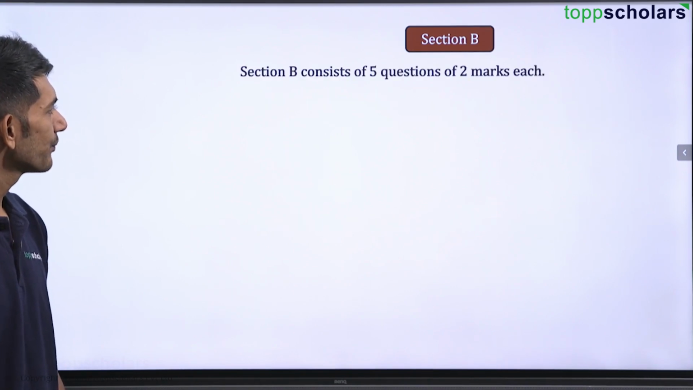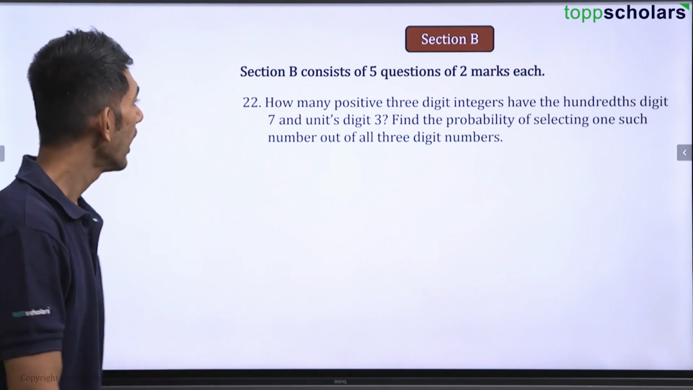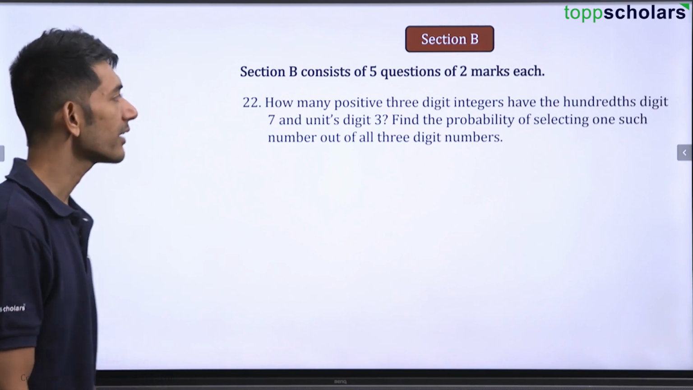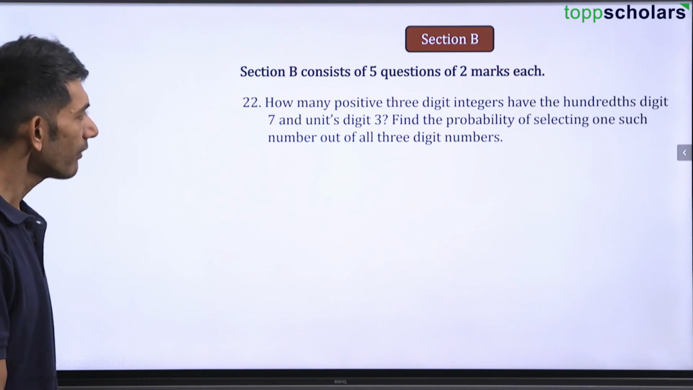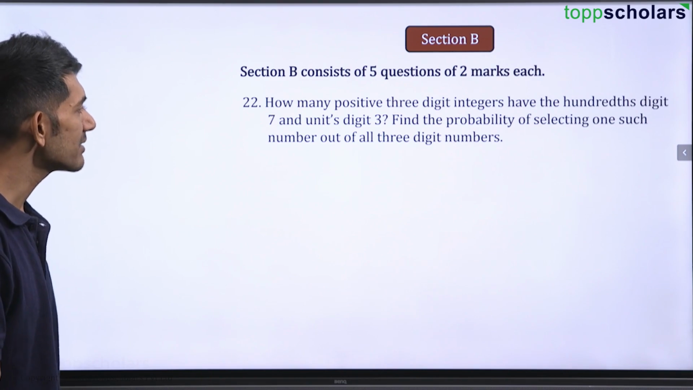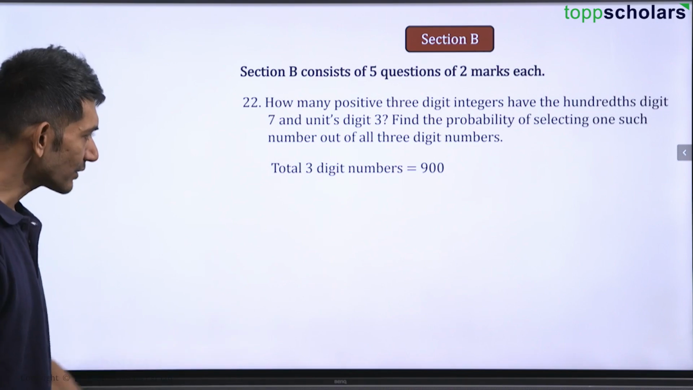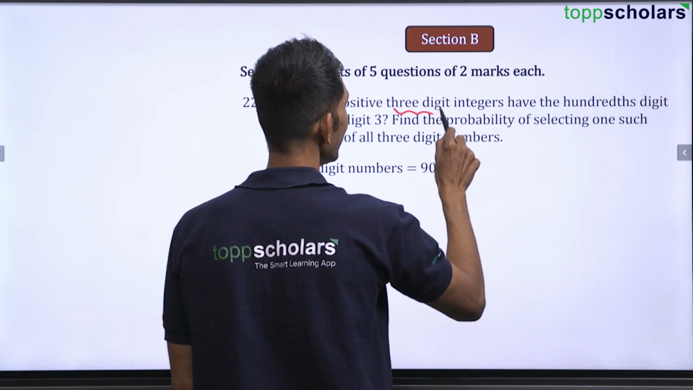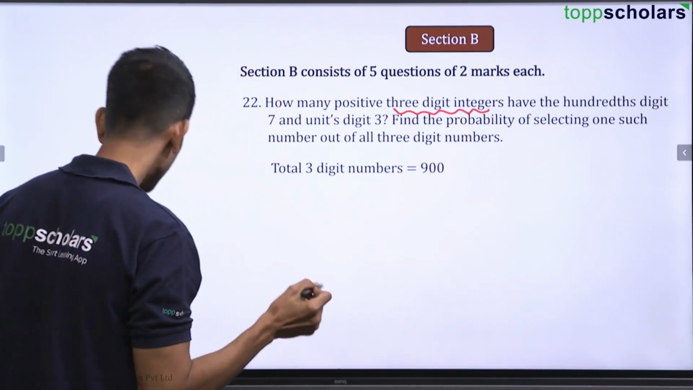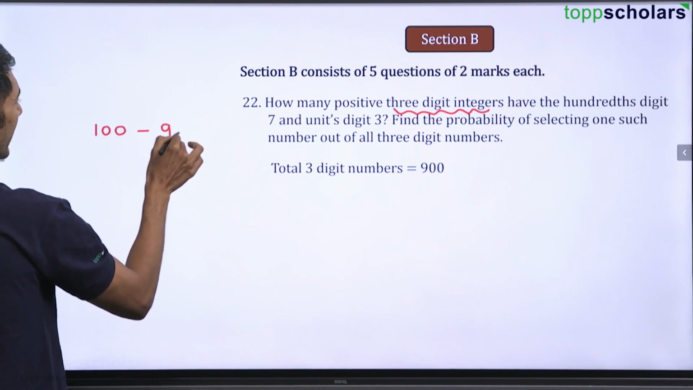Correct? Let's continue. So the next question says, how many positive 3-digit integers have the 100th digit 7 and unit digit 3? Find the probability of selecting one such number out of all 3-digit numbers. First of all, let us talk about how many total 3-digit numbers are there. 3-digit integers start from 100 and go all the way to 999.